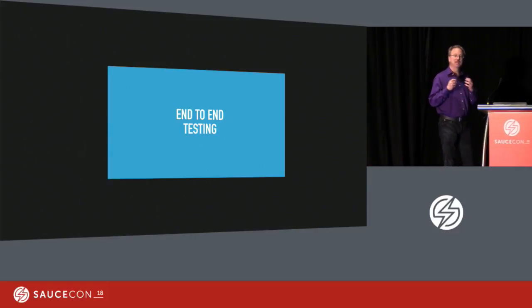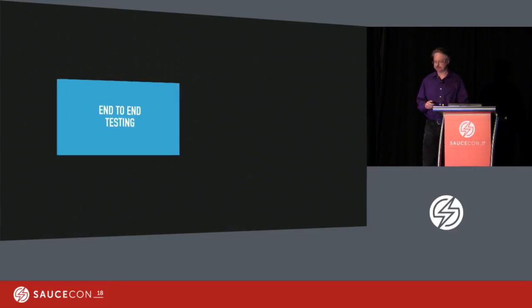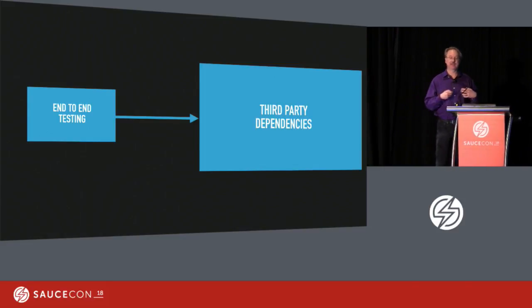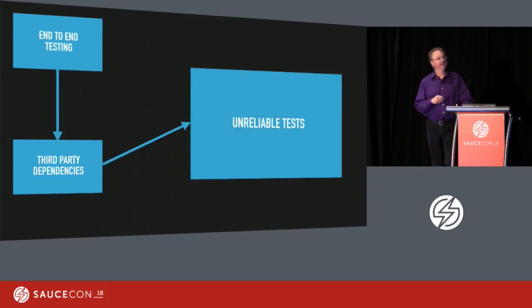End-to-end testing, blindly performing end-to-end user interface testing, tends to lead to third-party dependencies. Third-party dependencies tend to lead to unreliable tests. And as we know, unreliable tests lead to the dark side.